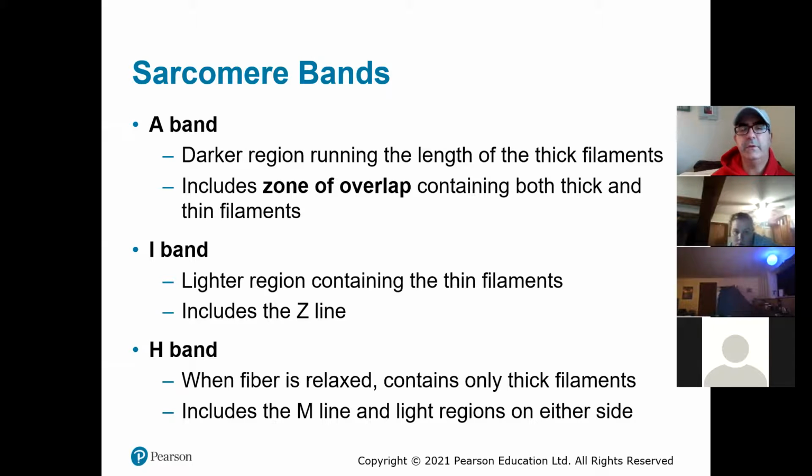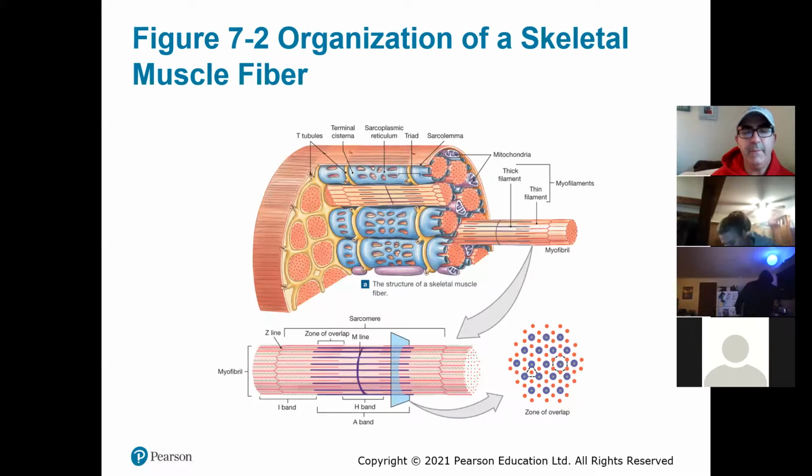The A band is the darker region running the length of the thick filaments. It includes the zone of overlap containing both thick and thin filaments. So the A band is where the thick and thin filaments overlap. You can see that this is the A band right here. What you're seeing is the purple myosin and the pink actin are overlapping. So it goes all the way. It's basically the length of the myosin, from one end of myosin to the other end of myosin. And the actin overlaps a little bit into there. That's an A band.